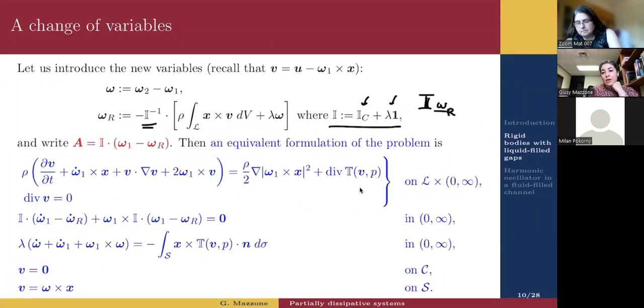So what if one wants to make sense of this system? How can we look at this system? And this is how, in fact, we do it when we do the calculations.